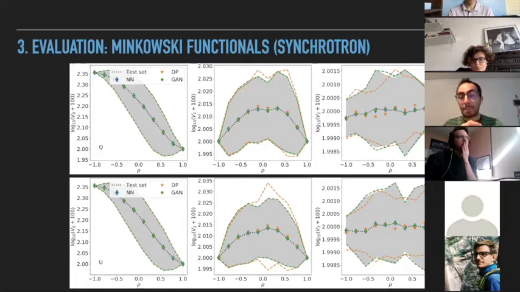It's interesting because you see here V0, V1, and V2 refer to these three quantities, and essentially they are showing the same behavior as before. I mean, they track the test set pretty much. The median is really bang on, though. The deep prior tends to depart, not only in the median but also in the central intervals. This is also an indication that it maybe needs to be understood. But on the other hand, GAN is working pretty well.